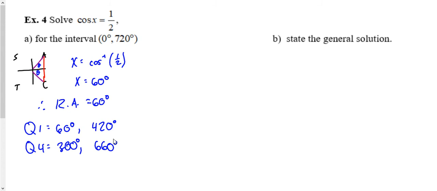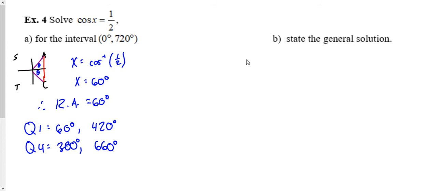And there we go. If I continue adding 360s, I'll be over my domain. So right now I have 4 answers. It's 60, 300, 420, 660 as all 4 answers. State the general solution. So basically what we want to do is write down our answer for all coterminals.